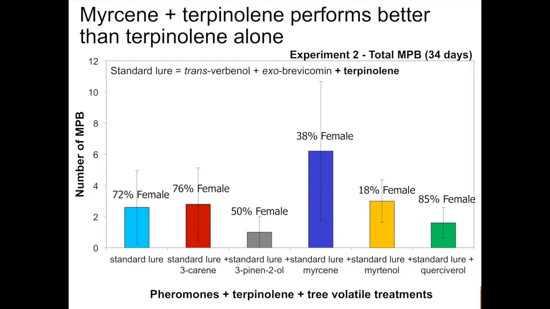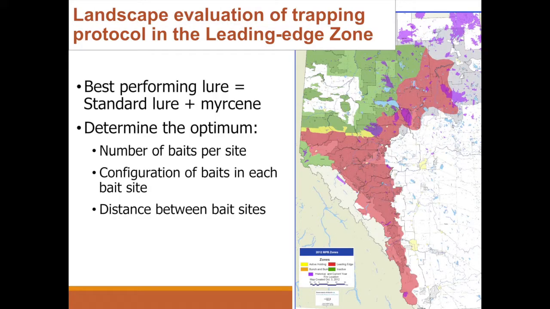So not only can myrcene be used in place of terpinolene, but also terpinolene and myrcene together actually caught more beetles. And this has also been shown in some recent research, so this data supports some other research. So that is our best performing lure that we are going to use this summer and next summer to look at a landscape evaluation of the trapping protocol, again in this leading edge zone up here.